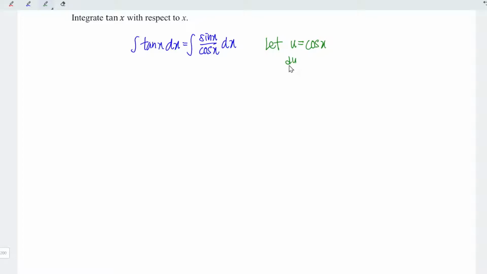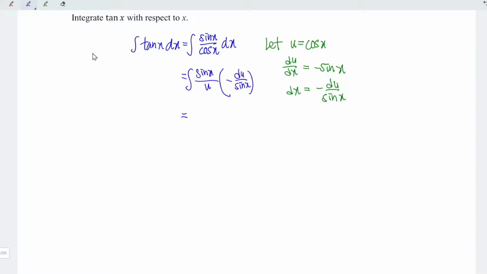When we differentiate u with respect to x, we should obtain negative sine x, which means that dx is equal to negative du divided by sine x. And now let's substitute into the integral. So we have equal to the integral of sine x over cos x, where cos x is now u, and dx is equal to negative du divided by sine x.